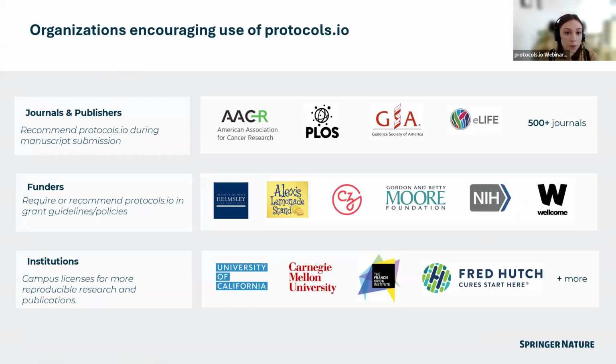So to finish off, I'll just highlight some organizations that are encouraging the use of protocols.io. So various journals and publishers. I think actually this list should be quite a lot bigger now. I think it's over 1,000 journals. A lot of Wiley journals recommend in their author guidelines that you put their methods on protocols.io. There's various funders that say, if we're funding your research, you need to be making your methods open, and you can use protocols.io to do that. And then we also have partnerships or provide campus licenses for various universities and institutes for people to take full advantage of the private collaboration side of protocols.io.